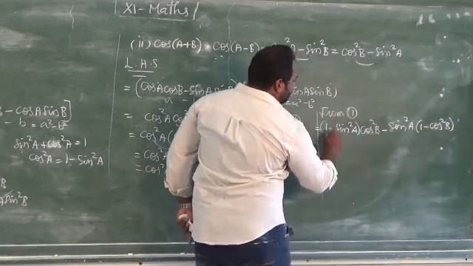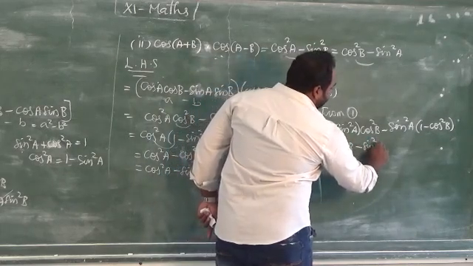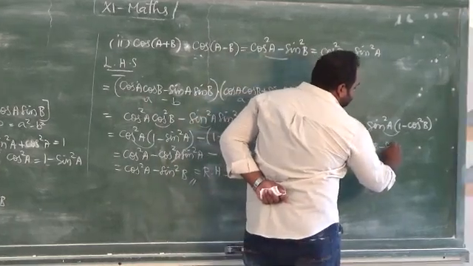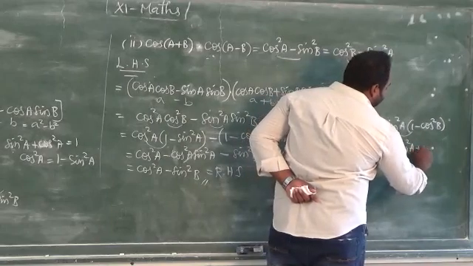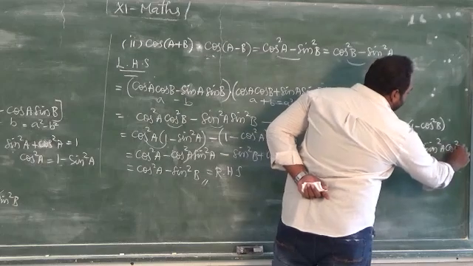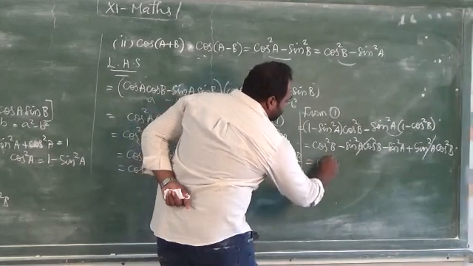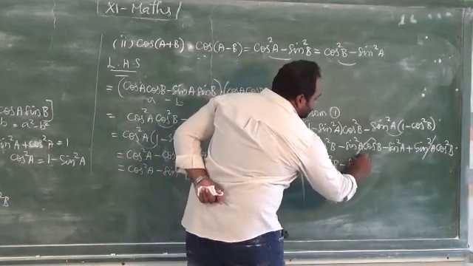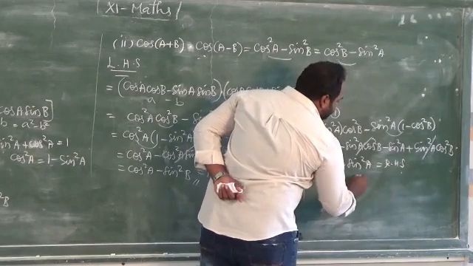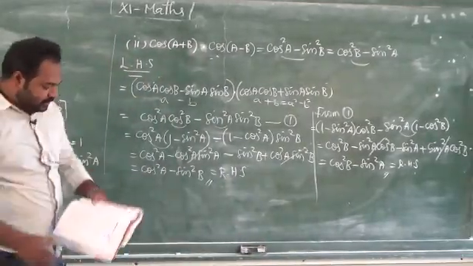So now multiply inside: cos square B minus sin square A cos square B, here minus sin square A into minus, plus sin square A cos square B. So here we have a plus and minus that cancel. So finally we are getting cos square B minus sin square A. This is also the RHS, you can consider. This second proof is over. So the second subdivision is over.